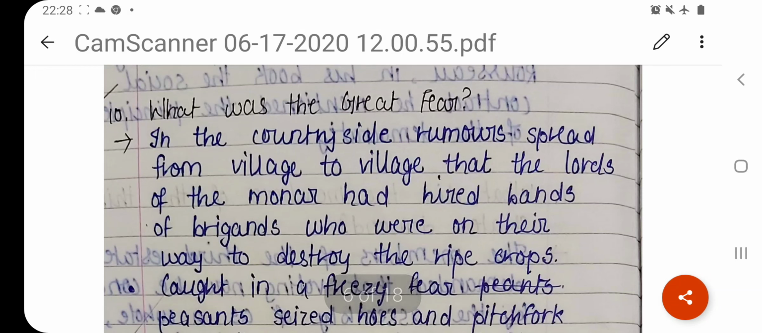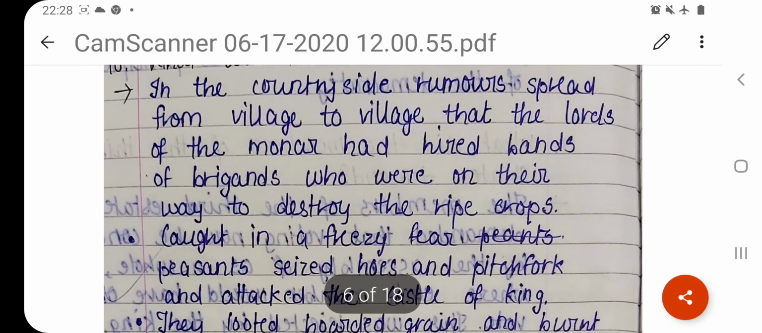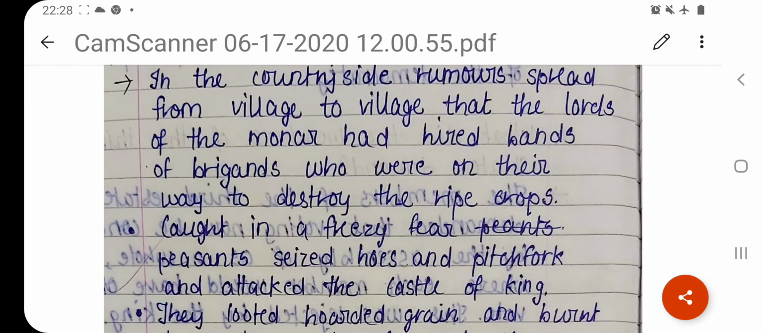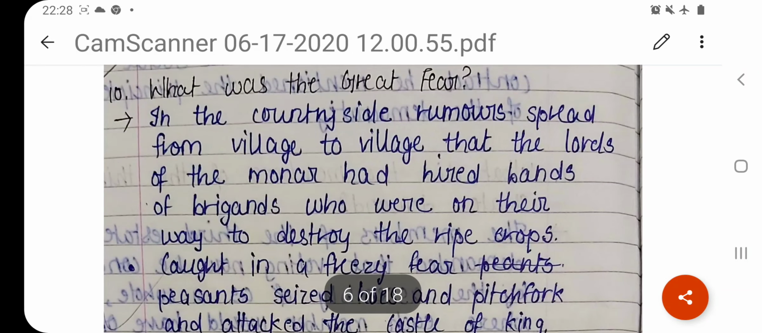What was the Great Fear? In the countryside, rumors spread from village to village that the lords of the manors had hired bands of brigands who were on their way to destroy the ripe crops. Now see, people in France are anyway suffering. There is a subsistence crisis. They don't have any money. Food is very expensive. They are dying of hunger and they are angry. Now to add to that, there's a rumor that all the rich lords are sending people to destroy whatever little crops there are. Remember, it makes no sense, but this is just a rumor. But rumors spread like wildfire and they make people scared and they anger them.